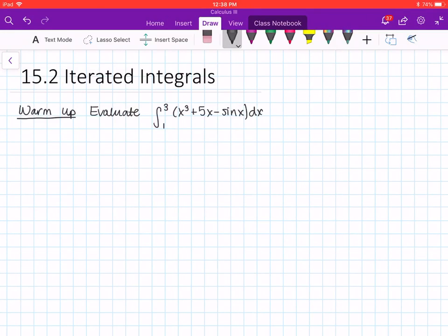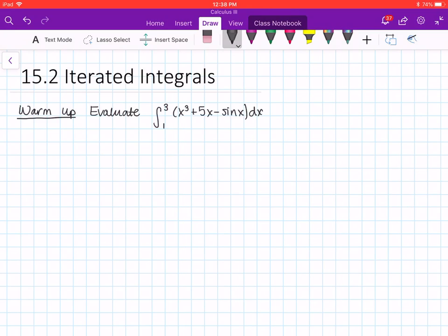Alright, hello everyone. We're going to talk about 15.2. It's called Iterated Integrals, and I got a nice warm-up problem for you today. You can see that this integral is something that you might see in Calc 2 or maybe even in Calc 1. So I'd like you to pause the video and try to integrate this right now, and then come back and we'll start integrating it together.